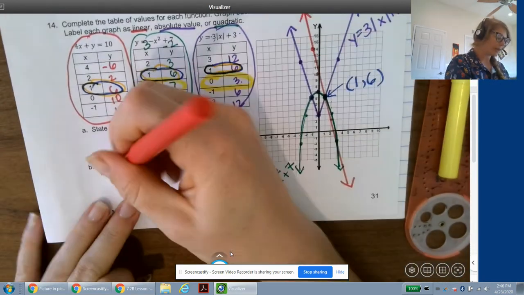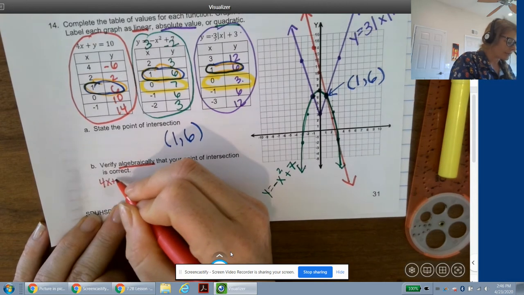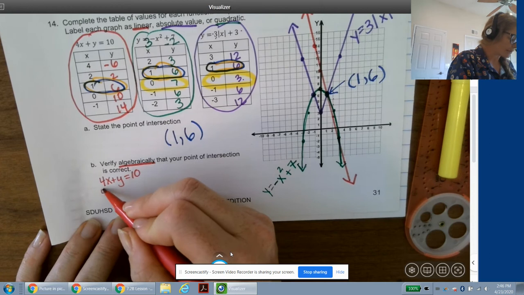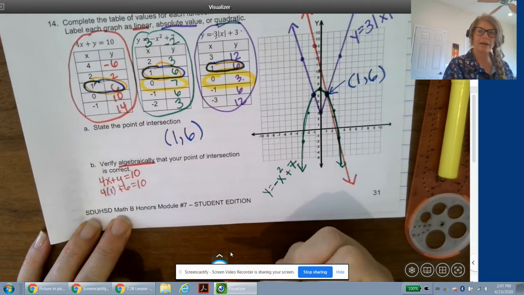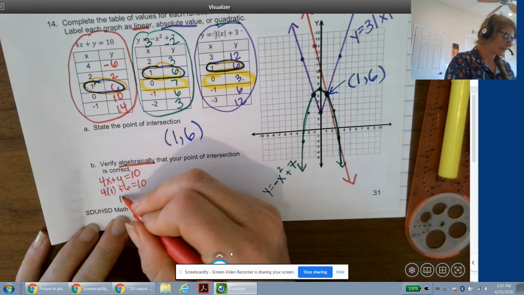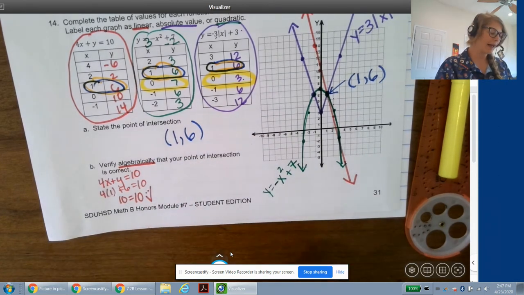To verify algebraically, you have to use the algebraic equation. So I'm going to use 4x plus y is equal to 10. And here, again, I'm going to substitute in 1 for x and 6 for y and see if I get a true statement. Order of operations, 4 times 1 is 4. 4 plus 6 is 10. 10 equals 10. Woohoo! 1, 6 lies on the line.